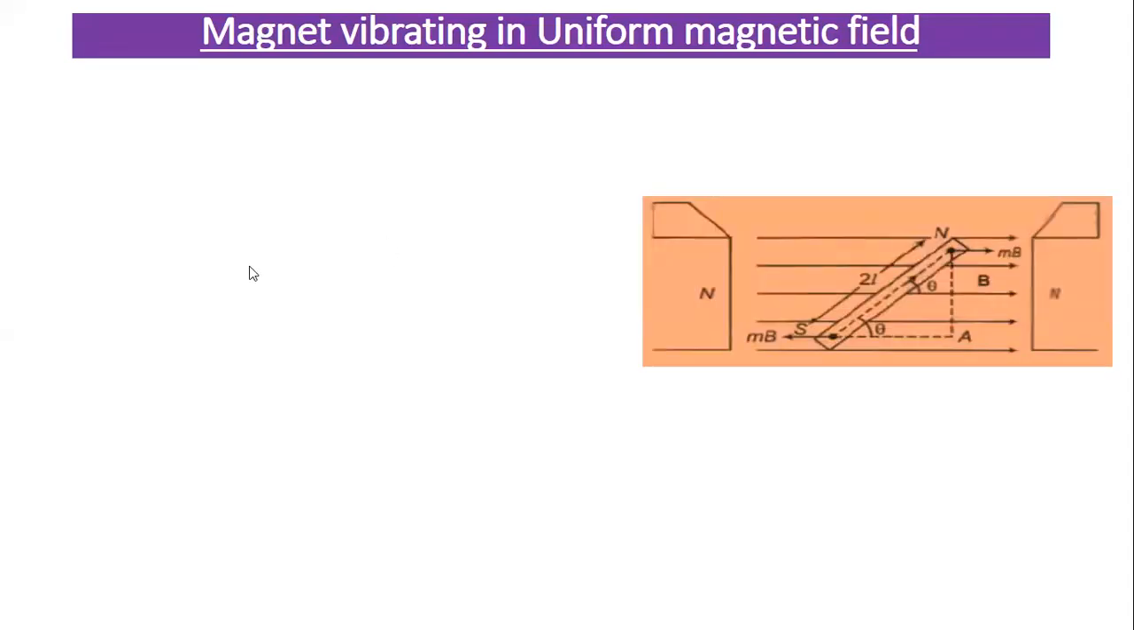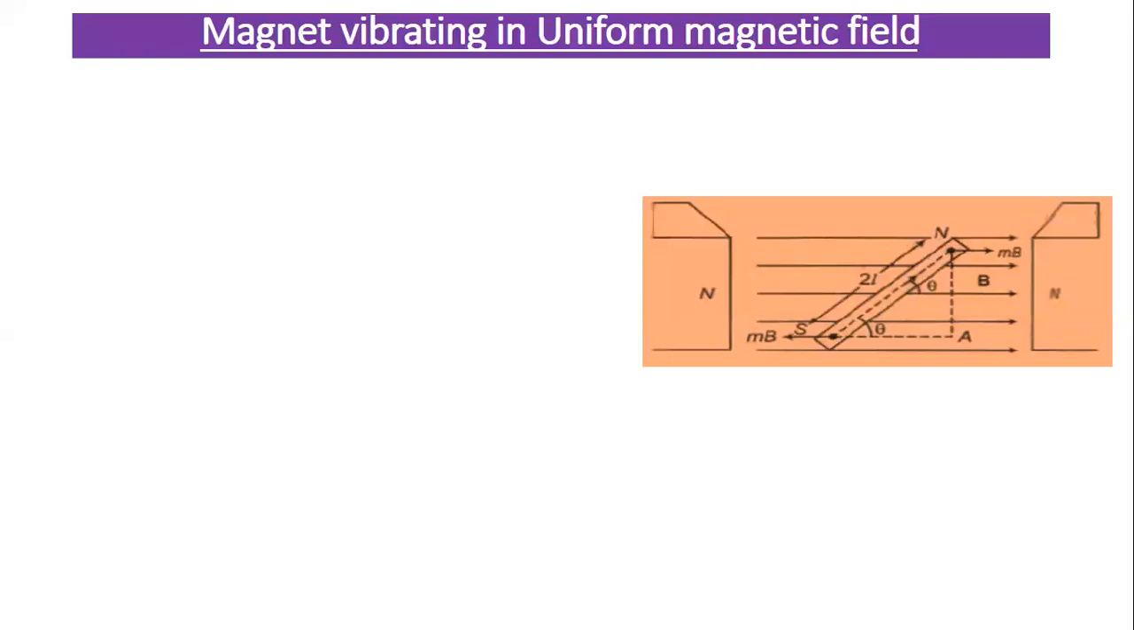Next article is magnet vibrating in uniform magnetic field. Now we consider one magnet which is placed in the magnetic field. Then because of the interaction of two magnetic fields, it vibrates or oscillates, we can say. And that motion we have to study. You can see the diagram here.